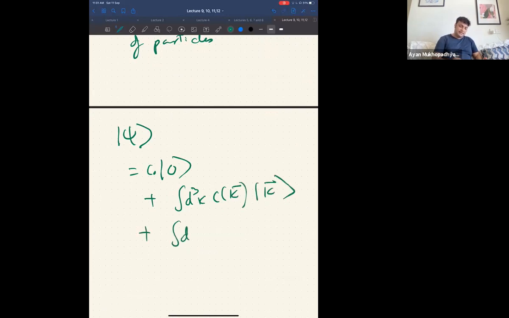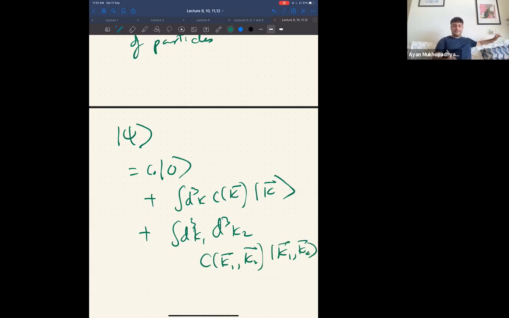Plus a sum over k1, k2 of C_{k1,k2} times the state with one particle in the k1 mode and one particle in the k2 mode. That's what I mean. Or maybe I should be consistent with the notation and write 1_{k1}, 1_{k2}, like this.